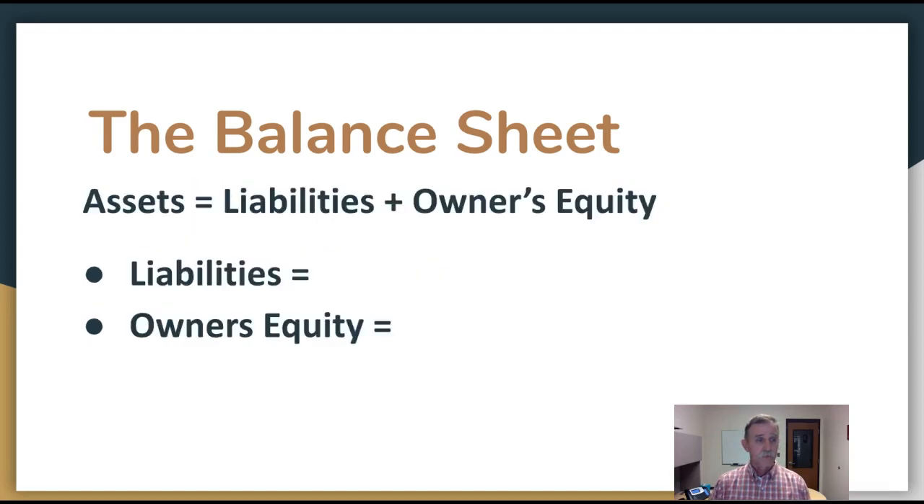So it shows the accounting equation. With this equation, if we know two of the variables, we can always solve for the other one. So liabilities, you can fill in the blank there. Owner's equity, you can also fill in the blank for what that equals. So that's a fairly easy one to figure out.